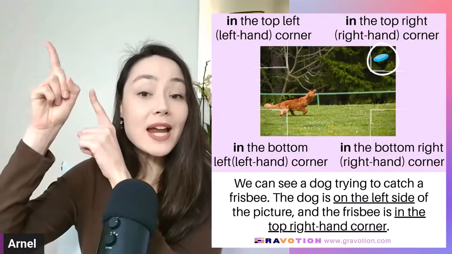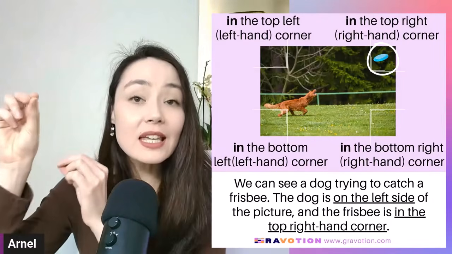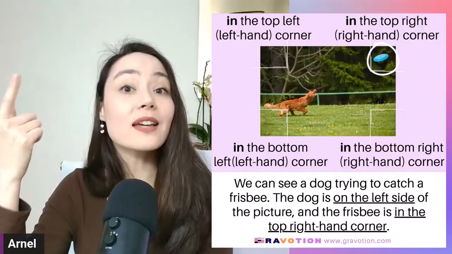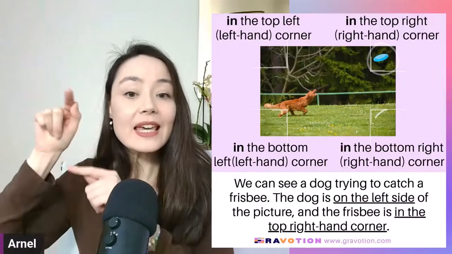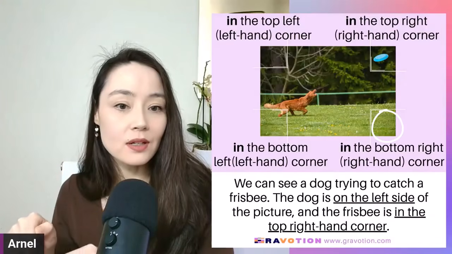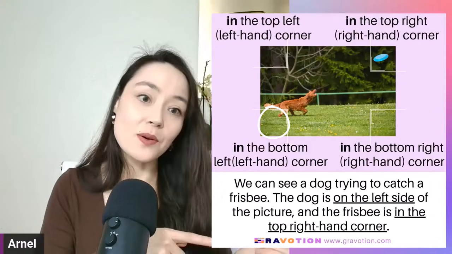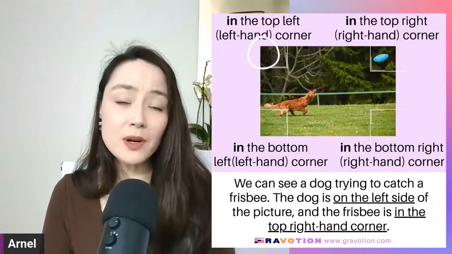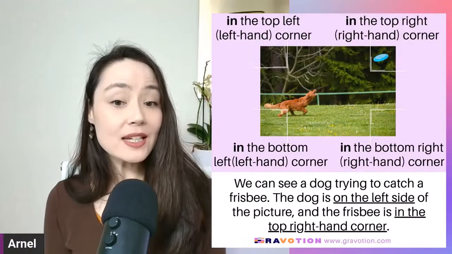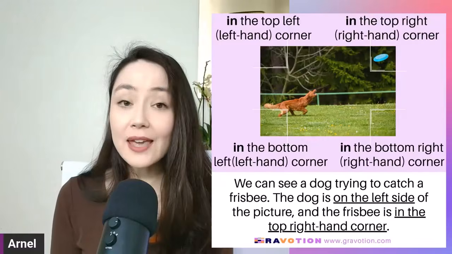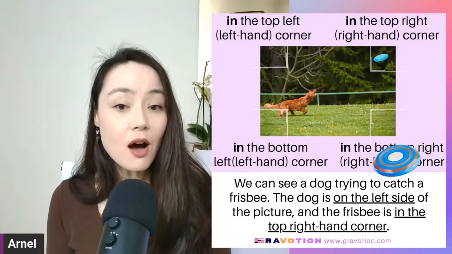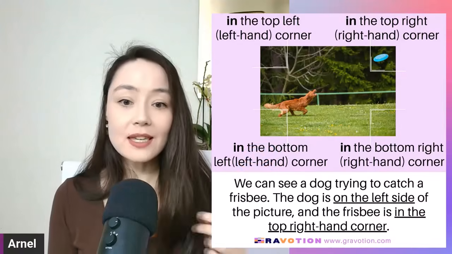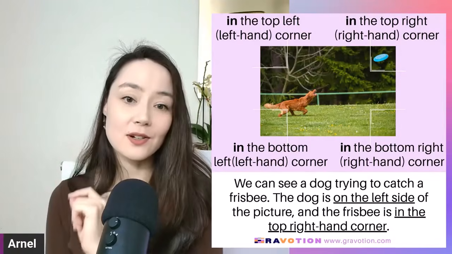In the top right corner, we use in a corner. In the top right corner or right-hand corner. In the bottom right corner, in the bottom left corner, in the top left corner. Just remember, in the corner. We can see a dog trying to catch a frisbee. The dog is on the left side of the picture, and the frisbee is in the top right-hand corner.